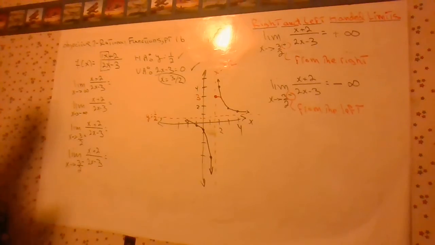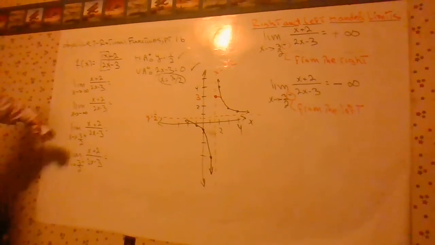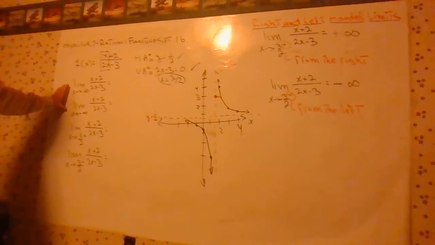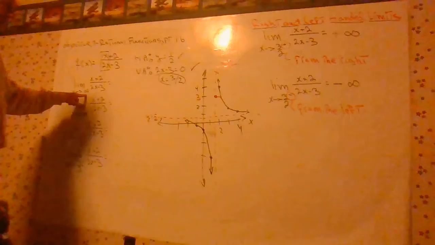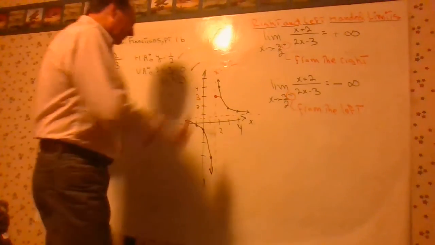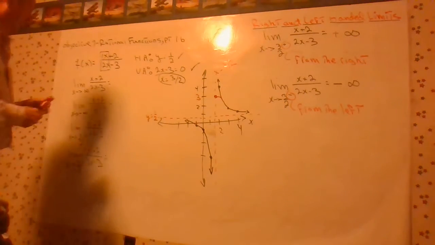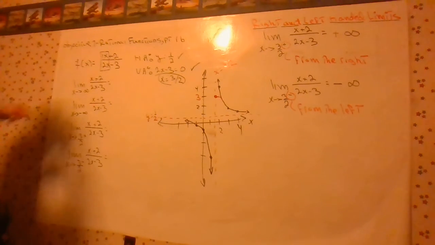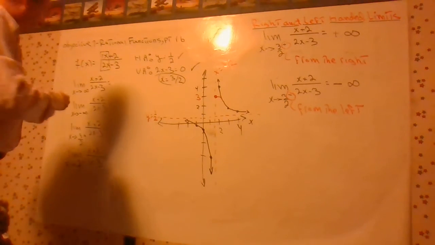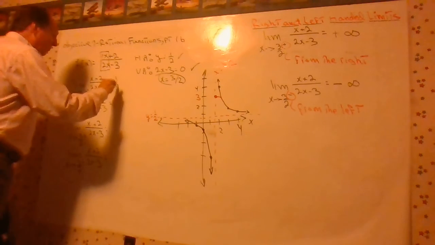Okay, now here are 4 limits. You have limits like this in your packet, so 2 of these we already did, and these 2 up here we'll talk about. x approaches infinity. What happens as x gets larger and larger? Well, it approaches this horizontal asymptote. It gets closer and closer to 1/2. Okay, so this is 1/2.